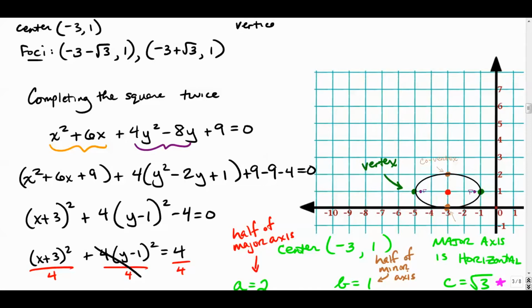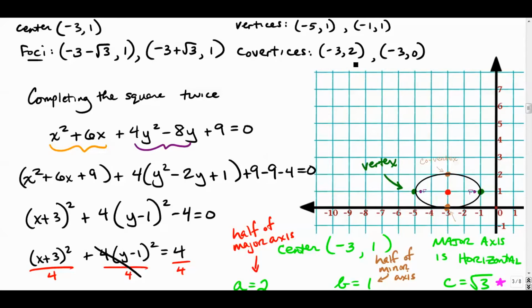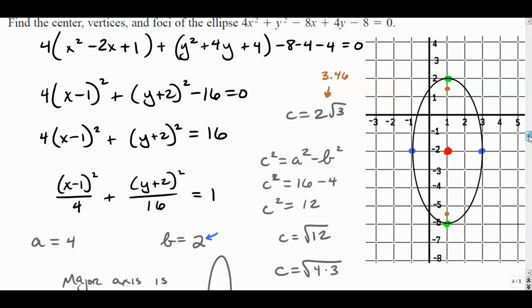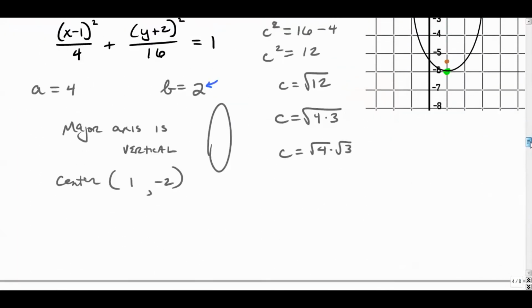The vertices in example 3 were in green. I think those are pretty simple: -5, 1, and -1, 1. The co-vertices were the endpoints of the minor axis: -3, 2, and -3, 0. Cool. Alright, so that takes care of 3 and 4, completing the square, and tons of graphing, vertices, foci, center, all that stuff.